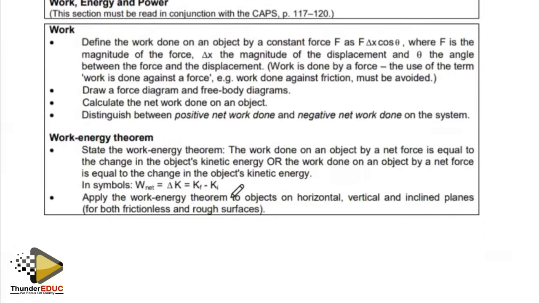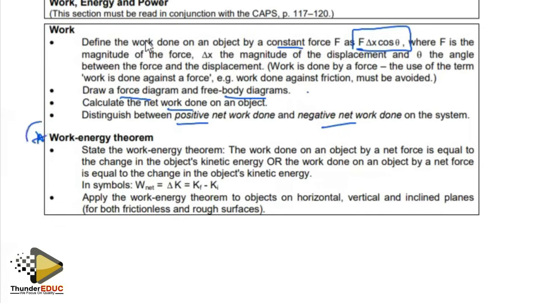Then we have work, energy, and power. Define what work done is, and then the constant force and how it works. Then we need to be able to draw force diagrams and free body diagrams, usually on the incline. Calculate the net work done on the object, and distinguish between positive net work and negative net work. Work done on the system and then the work done by the system.